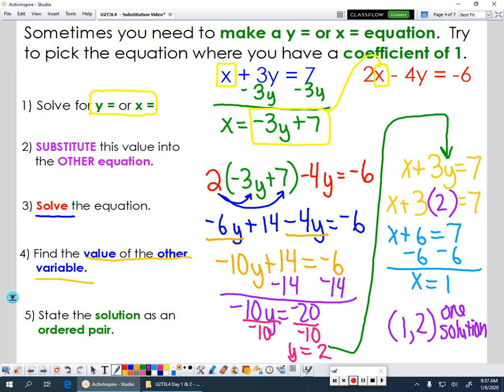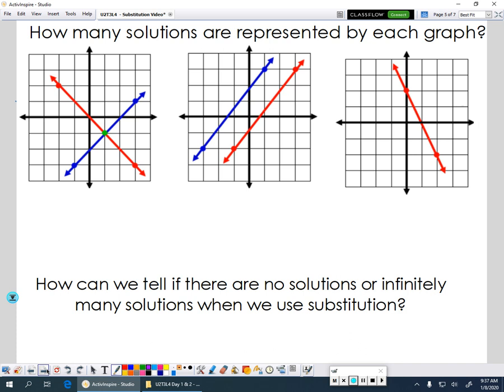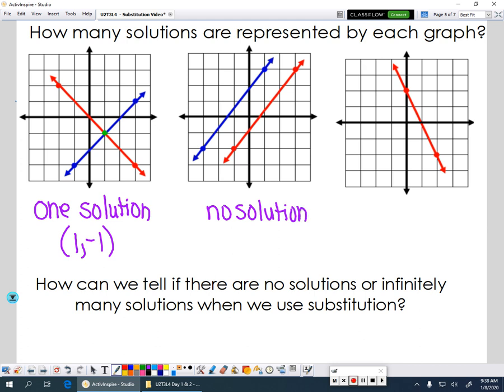Now remember, the other thing to keep in mind is we still have 3 possible scenarios when we do these types of problems, okay? There's the situation we've talked about right now, which is one solution. When you solve them using substitution and you get an ordered pair, that means you have one solution. But there's also a situation where you might have no solutions, or you might have an infinite number of solutions. Okay, and so what we need to know is how we can tell algebraically whether we have no solutions or infinite solutions.